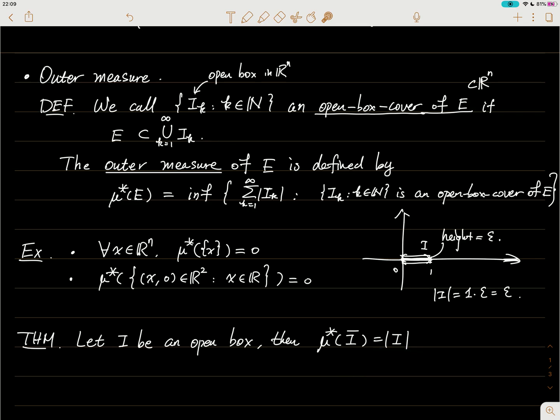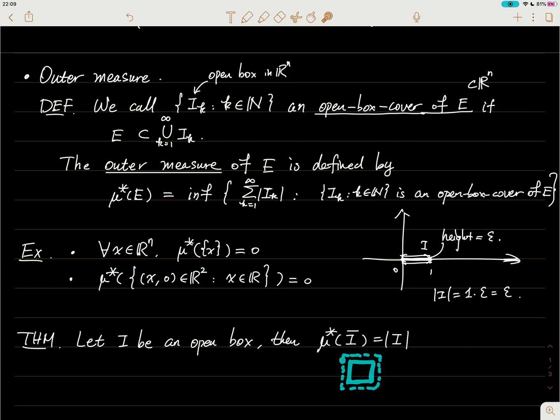And that's very easy to show because you can imagine you have an open box here, okay? Although you include the boundary, which is the closure of this open box, you can still draw a very thin, tiny open box that includes this closed box. And you can make this open box arbitrarily small, as long as it's including this closure of I.